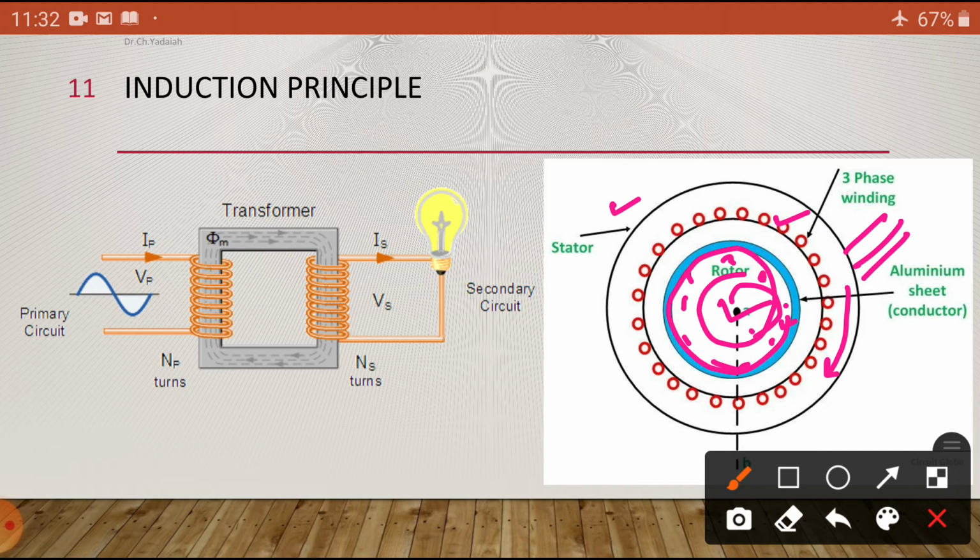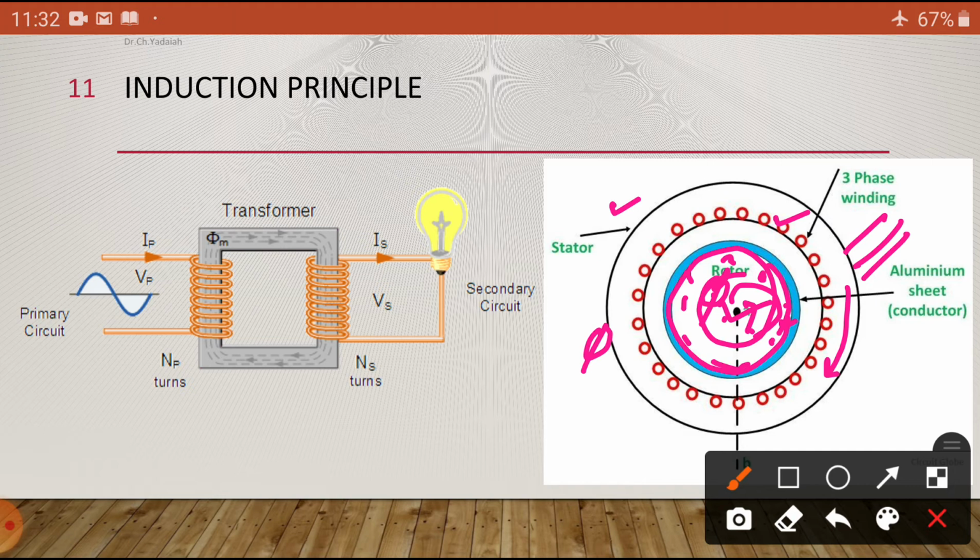That rotor induced EMF drives the current. In the case of a squirrel cage, the short circuited bars carry it. So the EMF induces current, and the flux is developed. This flux and that flux interact, and the rotation takes place. That is the basic principle we will see.